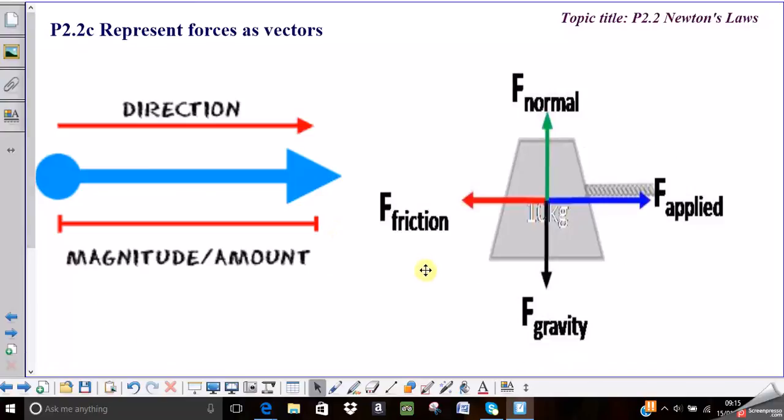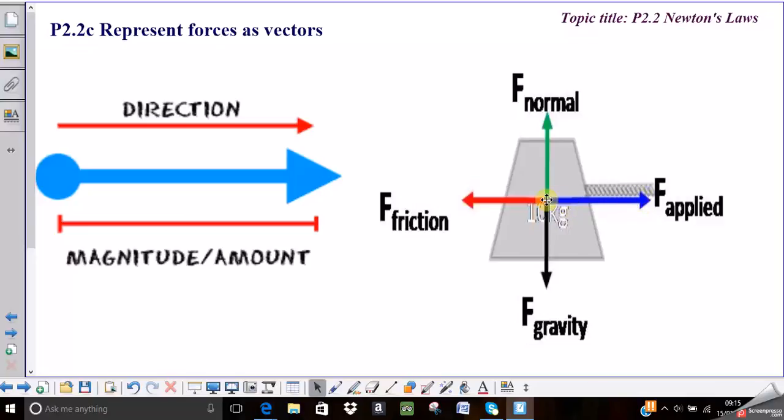Next would be an object that's sitting on a surface. Again, here we have a force, the reaction force from the surface, called normal force, going upwards, exactly the same value as the force going downwards, which is gravity. And then we have the friction to the left, and this is smaller than the applied force that's pushing the object to the right.